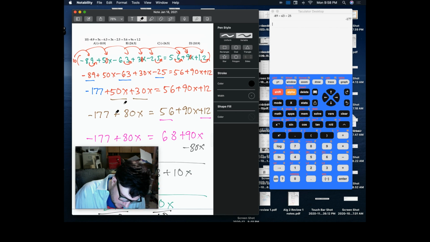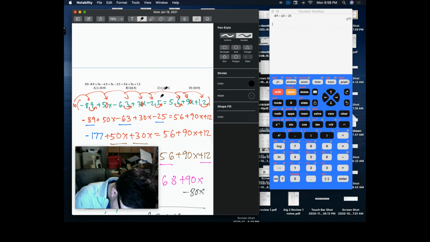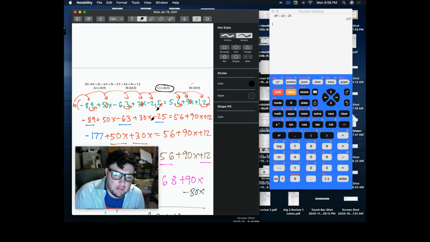So we're going to scroll back to the top, negative 24.5. There's my answer. So hopefully that makes sense.